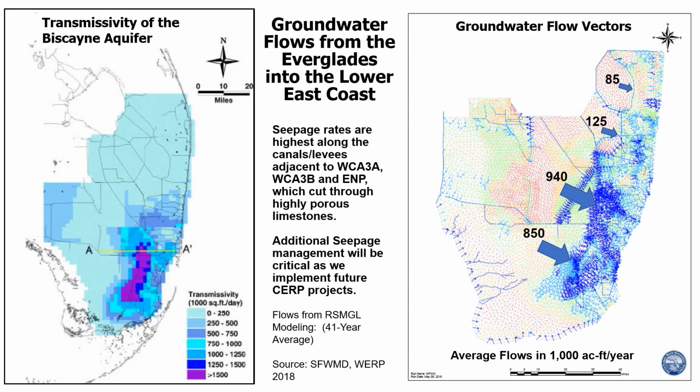The Biscayne Aquifer underlying the southeastern portion of the Everglades has some of the highest transmissivity rates in the U.S. Seepage losses are particularly high along the L30 and L31 canals and levees adjacent to Water Conservation Areas 3A and 3B and Everglades National Park. Additional seepage management will be needed as we implement later CISRERP projects to maintain Everglades restoration benefits and reduce flooding risks in adjacent developed areas.